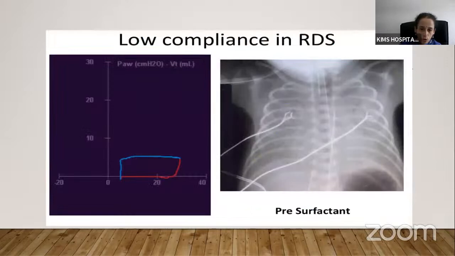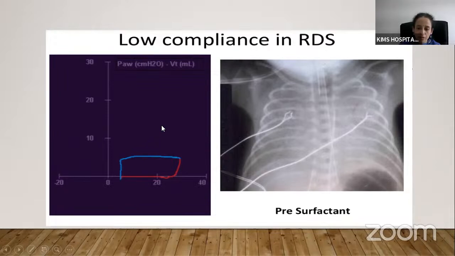So how does the PV loop look in RDS? It is very flat. So you can see this PV loop is very low with the compliance. The slope of the compliance curve of the PV loop is like this. It will be around 30 degrees. Once we give the surfactant, the slope of the compliance increases to 45 degrees. It will become more straight.